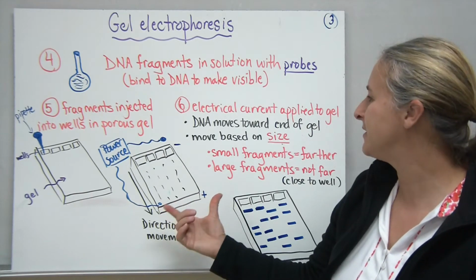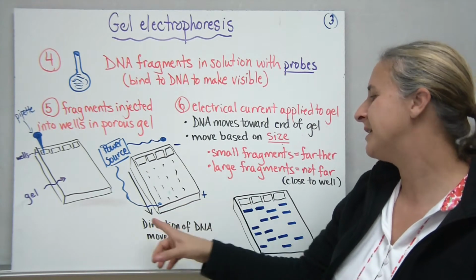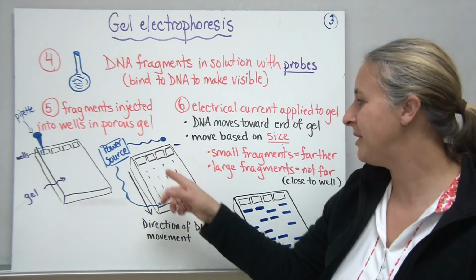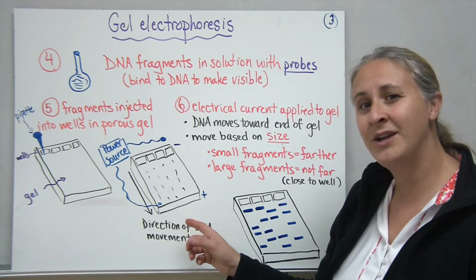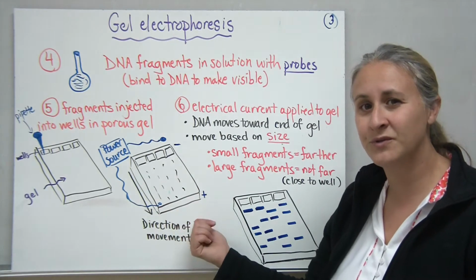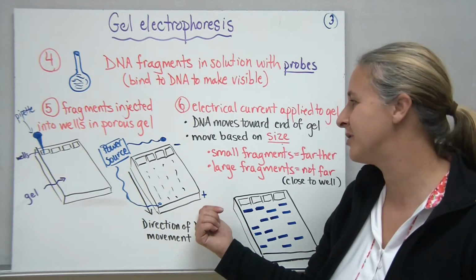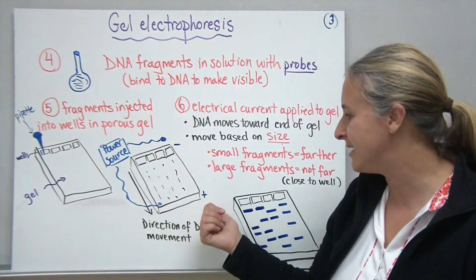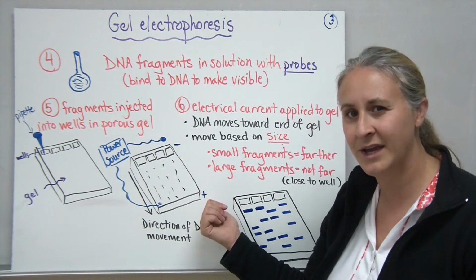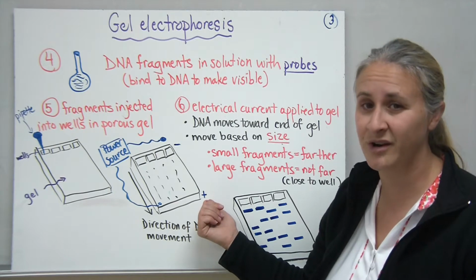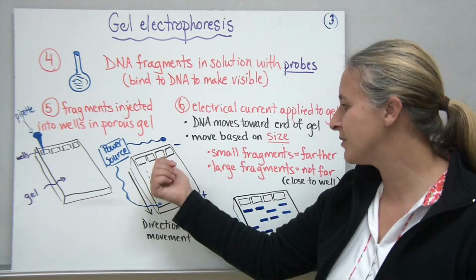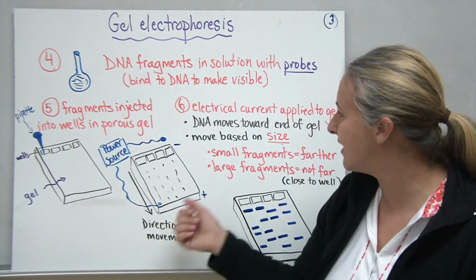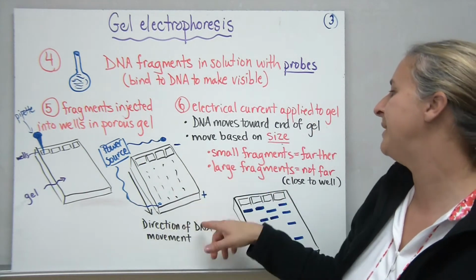And the reason why we use the electrical current is because the DNA has a charge to it. So if I apply an electrical current, I know that my DNA is going to move towards the opposing charge. So in this case, the negative end is towards where the DNA was injected. The positive is at the other end. DNA is negatively charged when we cut it into fragments, so it's going to move towards the positive end. So it's going to move from the wells to the other end. So it's going to move based on size.